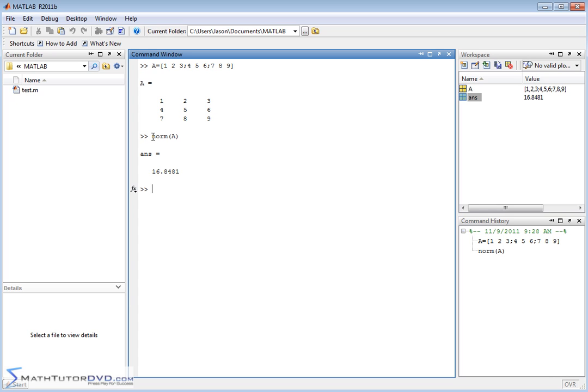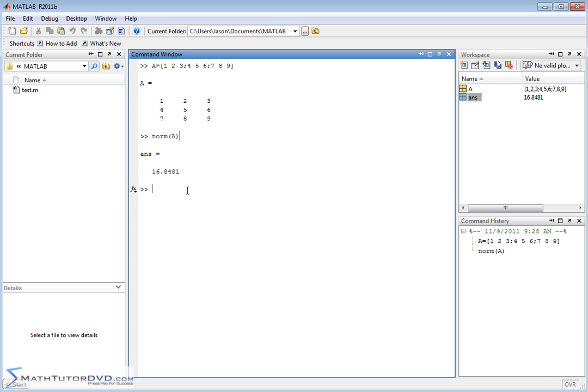Some of these functions, as we go along, you'll have to know what they are mathematically, and we're using MATLAB as a tool. If you don't know what the norm of a matrix is mathematically, that's something you can learn by looking at my other videos in matrix algebra and linear algebra. So that's how you calculate the norm of a matrix. There's no gotcha to it. You just pass it the value.